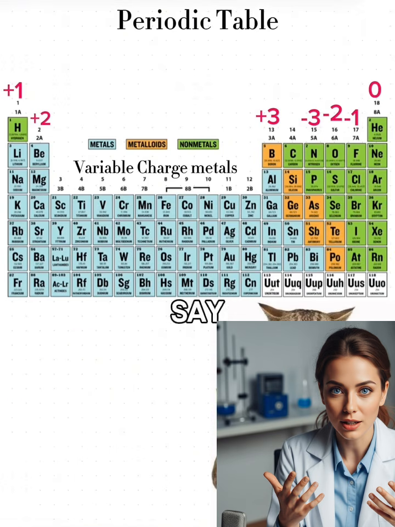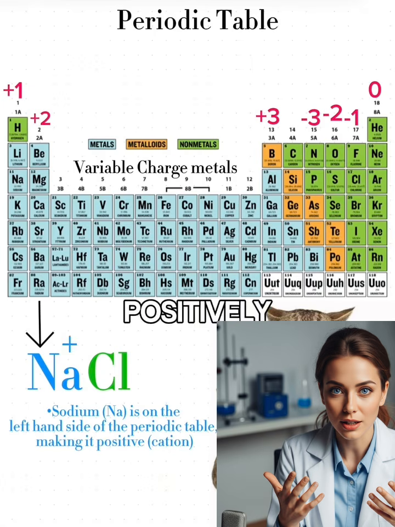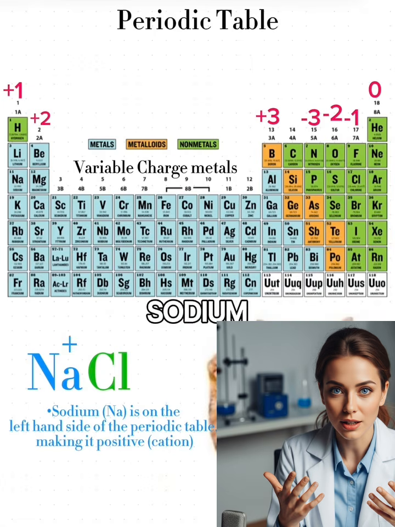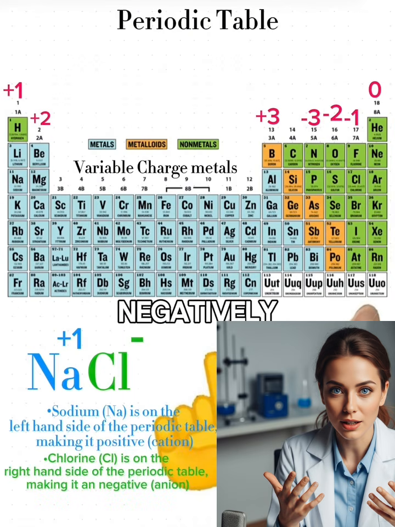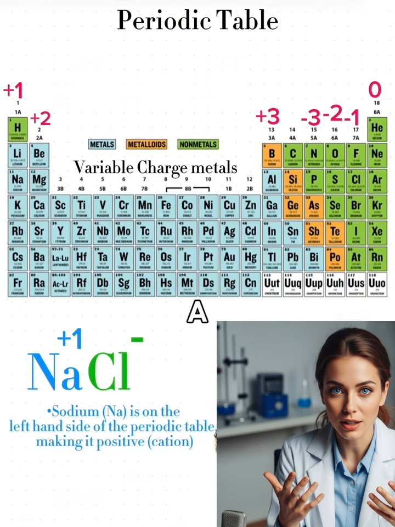For example, let's say I had sodium chloride. Sodium is my metal, so it's going to be my cation, positively charged. And I can tell that since sodium is in group 1, it's going to have a +1 charge, and chlorine is going to be my anion, negatively charged. And since it's in group 17, it's a -1 charge.